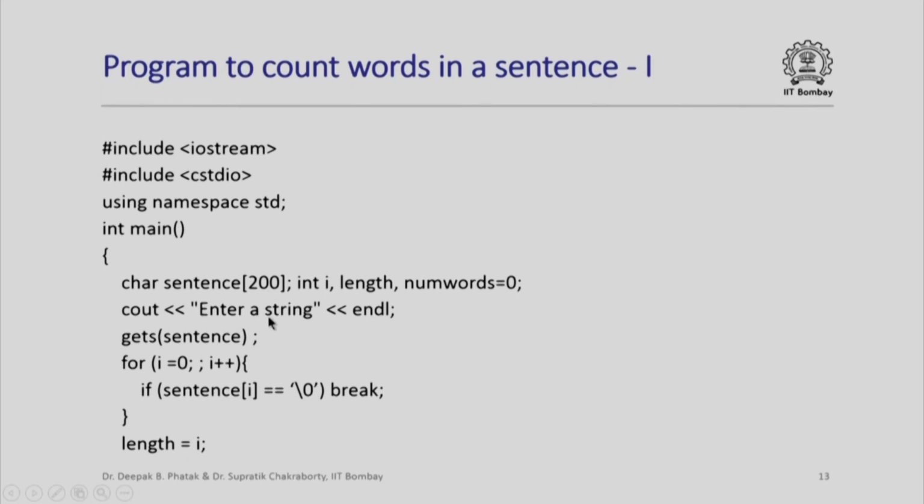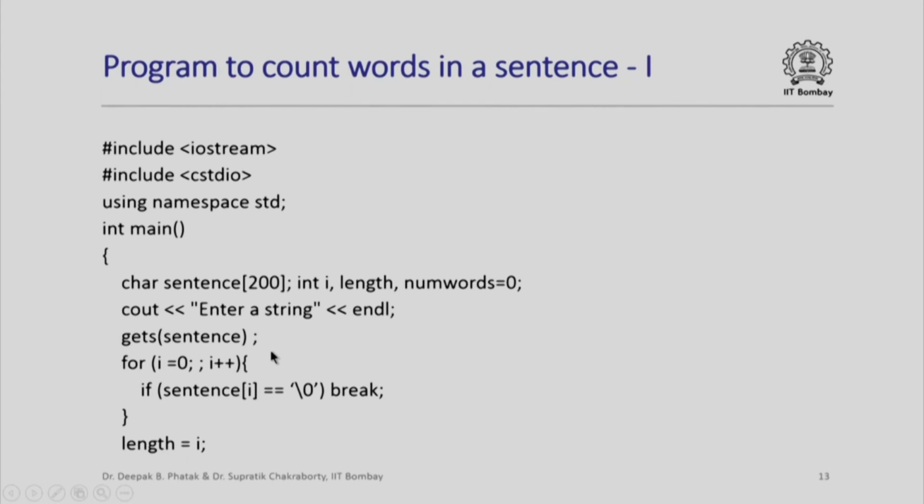I ask the user to input a string and use the gets function. This gets sentence will get whatever sentence we type as input. Please note that if the sentence is shorter than 199 characters, which is what we expect it to be, then automatically a \0 is inserted by the gets statement. So, we get a well formed string inside the sentence.